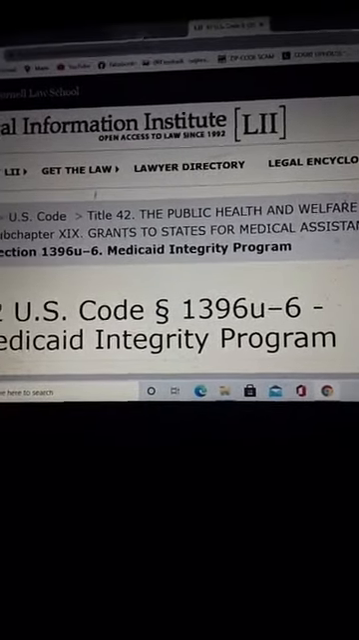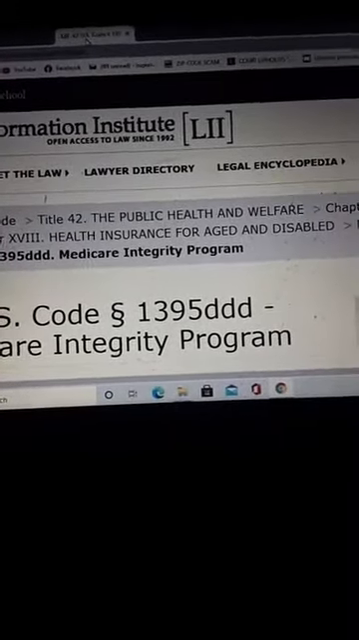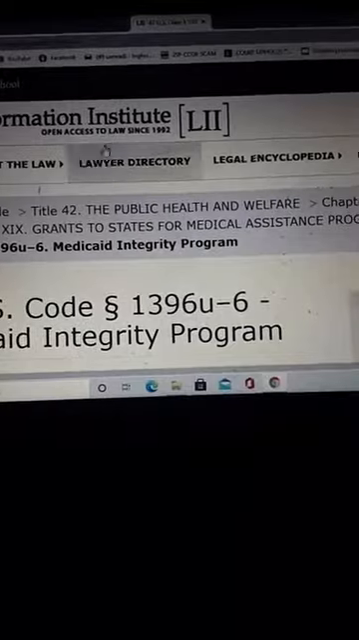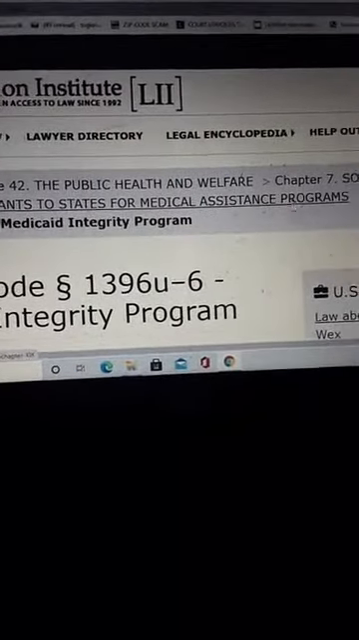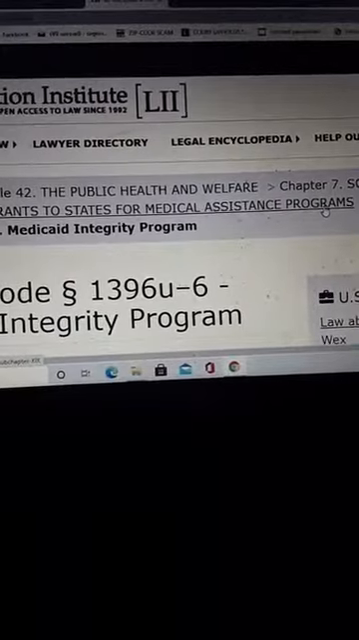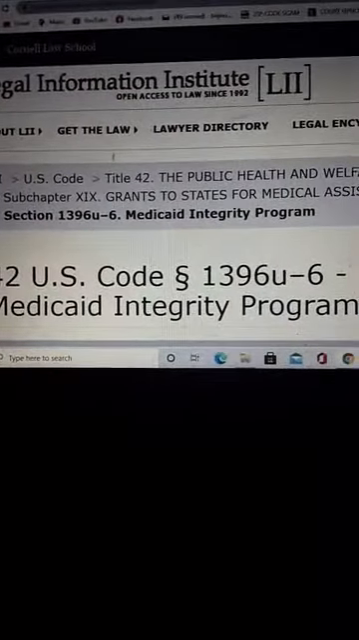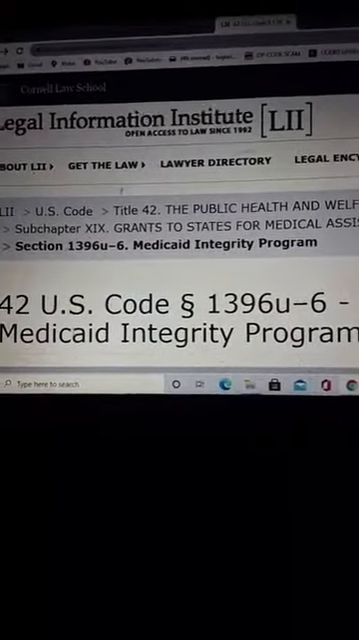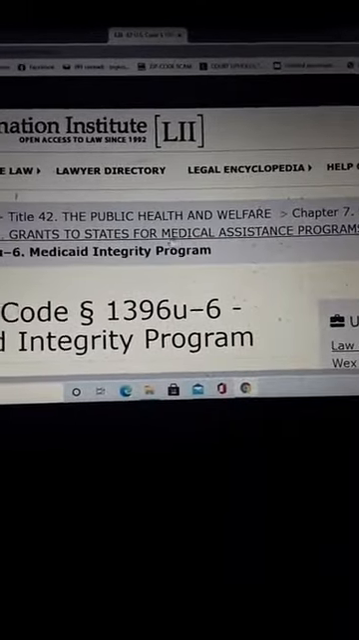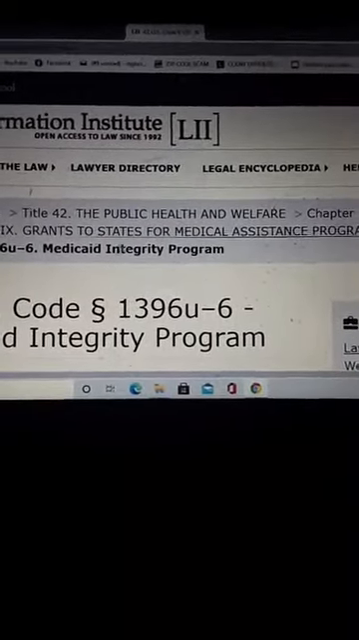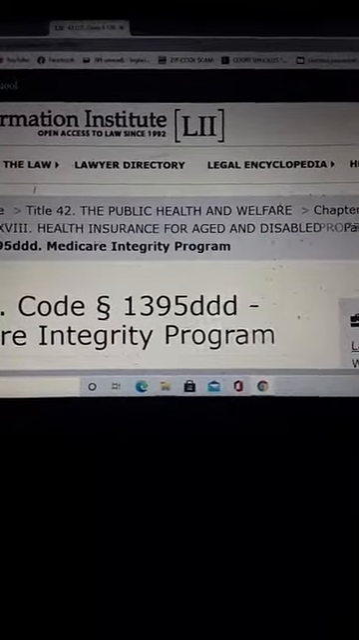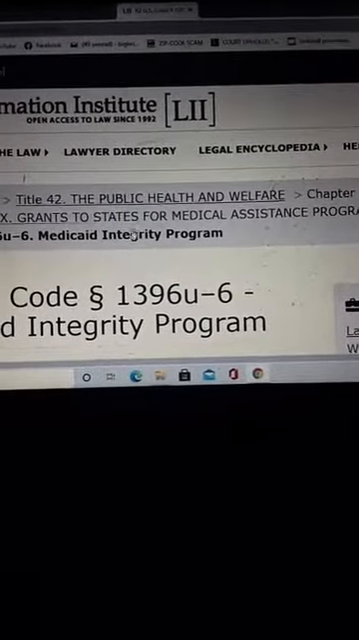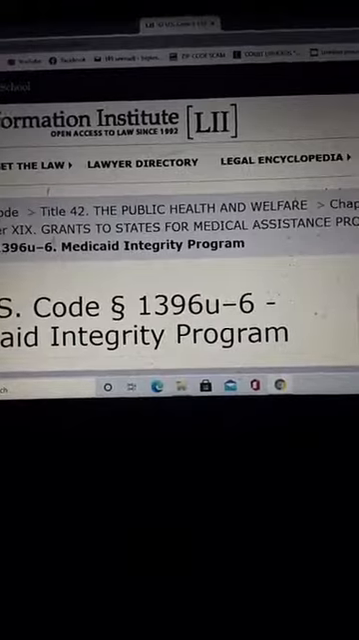So that right there is telling us Medicare is health insurance for the aged and disabled, and Medicaid is the grants to the states for medical assistance programs. So Medicaid is the grant from the federal government for the state to provide Medicare. That's how that is set up. And again, like I said, we were talking about integrity, and we thought we would find everything that we needed on integrity in this section. But we found another section with integrity in regards to grants.